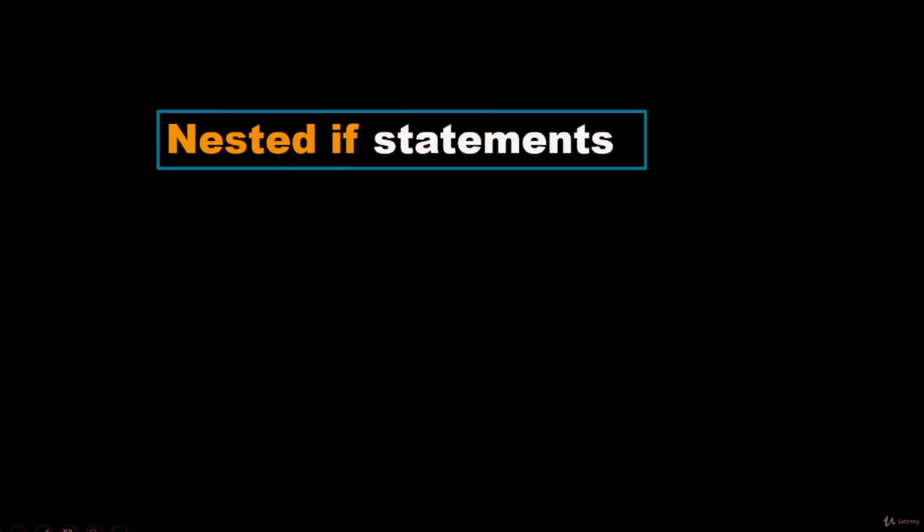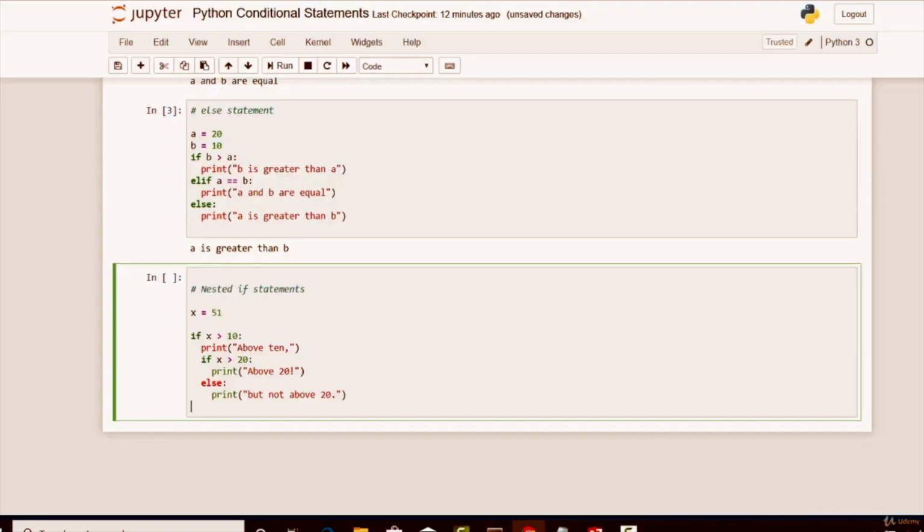We also have what is called a nested if statement, which is basically an if statement embedded inside another if statement. I have added a block of code into this cell to illustrate how the nested if statement works. So I've got a variable x, which has a value of 51. And I've got my first if statement, which is checking if x is greater than 10.